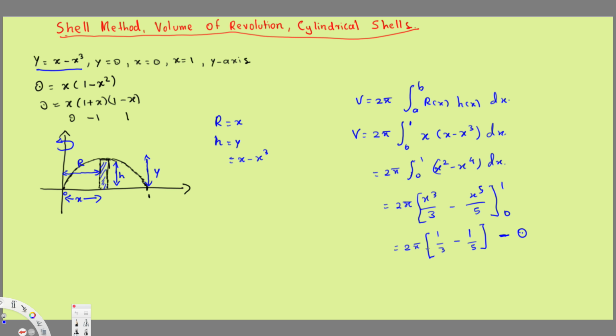Right? Now let's do the simplification of this one. So 2 pi, and here I can take 5 times 3, 15, as a common denominator. If I take 15 as the common denominator, this is going to be 5 on top, and here we are going to have 3 on top. So this is going to be 5 minus 3. 5 minus 3 is 2, so 2 times 2 pi is going to be 4 pi divided by 15, and that is the final answer.